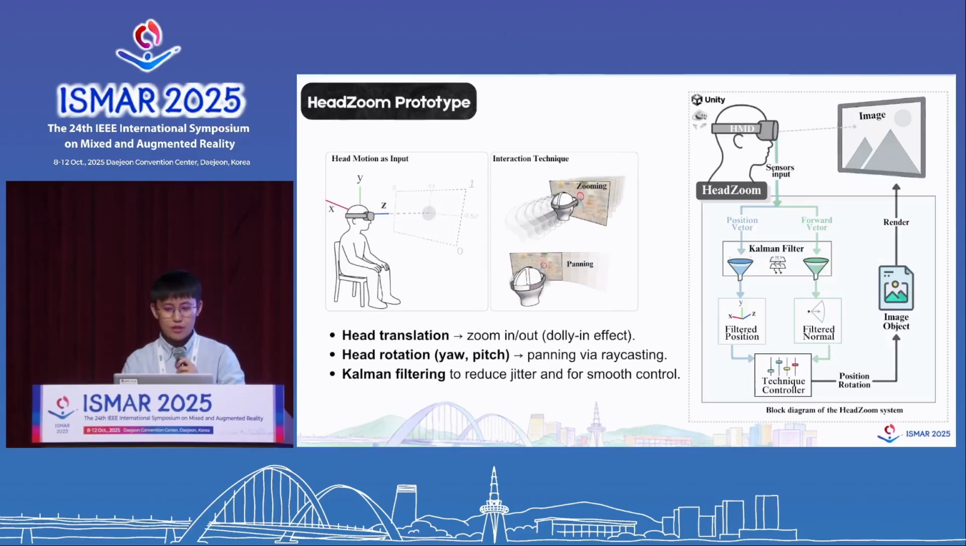Given those limitations and the research gap, we designed HeadZoom. We built HeadZoom on the Meta Quest 3 and developed it with Unity. The diagram on the right shows the overall processing pipeline. We use head motion as input, and head translation controls zooming in and out, just like a dialing effect. We use head rotation, yaw and pitch, to control panning through raycasting. We chose a Kalman filter to ensure smoothness because raw head tracking data can be very jittery, especially when you have very fast head movement.